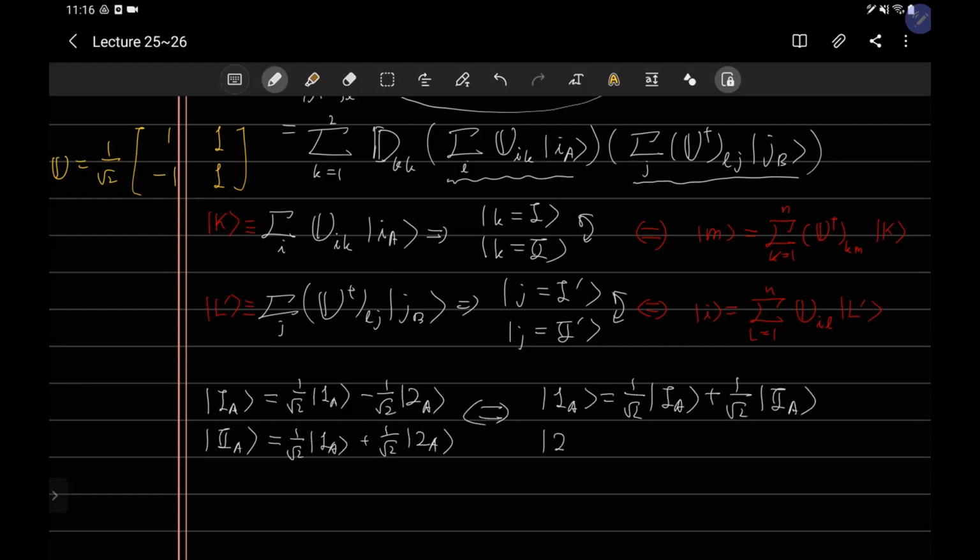And similarly, 2 sub a corresponds to the second line. Now it corresponds to 1 over square root of 2 I sub a plus 1 over square root of 2 and 2 sub a. So this is the relation for the a particle. Then what about the b particle? We will just continue to find that out. So it is the b case.